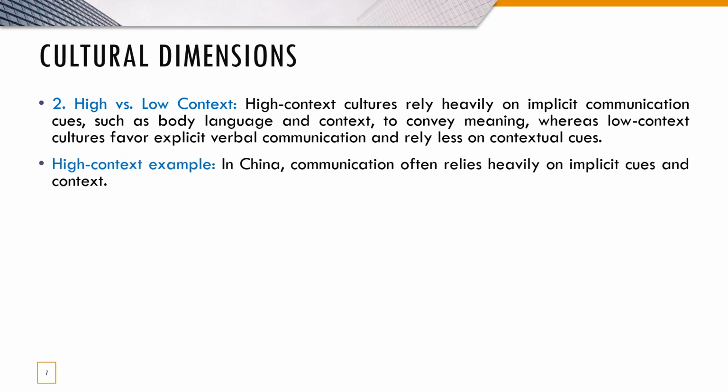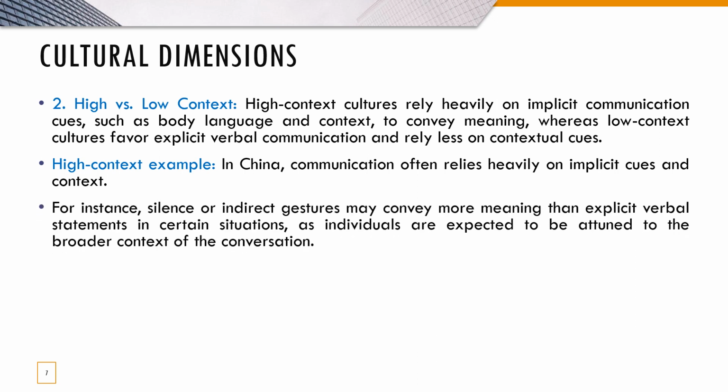Here is an example of high context. In China, communication often relies heavily on implicit cues and context. For instance, silence or indirect gestures may convey more meaning than explicit verbal statements in certain situations, as individuals are expected to be attuned to the broader context of the conversation.